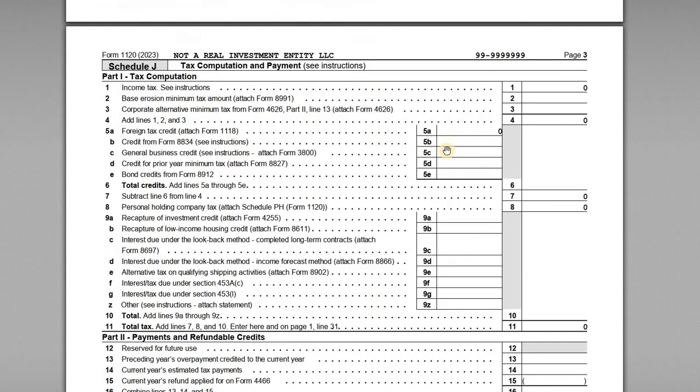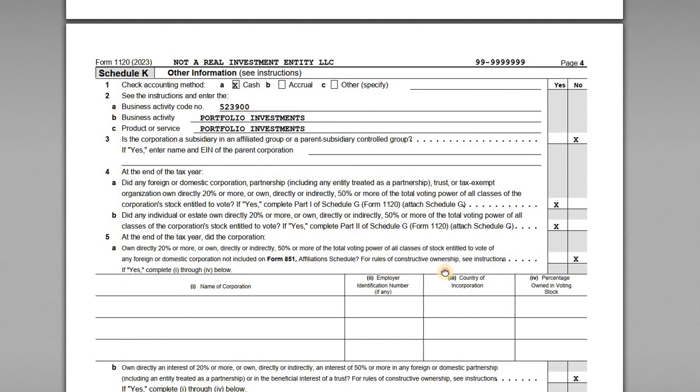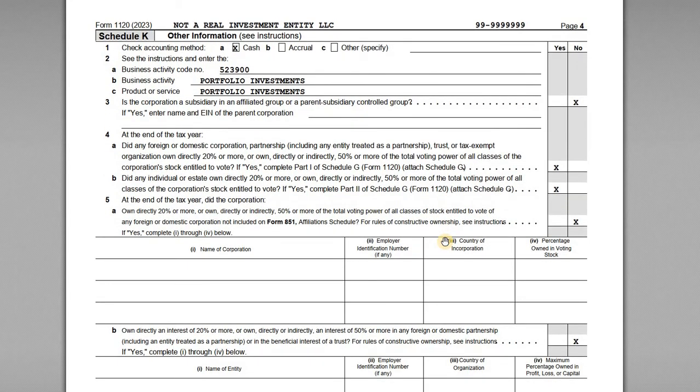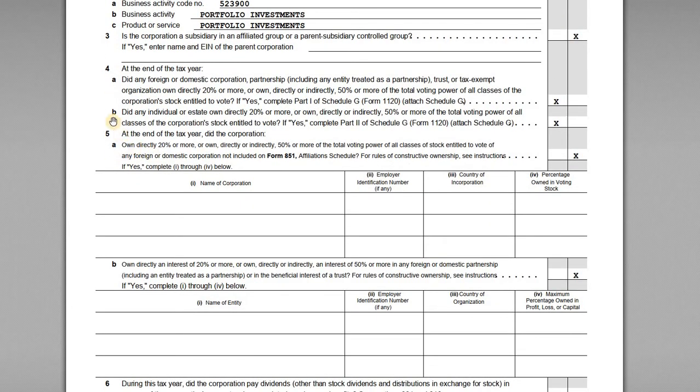Now, the next section that you could complete, but it's optional, is Schedule K. This just provides more information on the entity, but again, it's not required per the instructions. I have, and I've seen other preparers consistently, just populate this for completeness purposes. So we can see the type of business activity. It's a portfolio investment company.